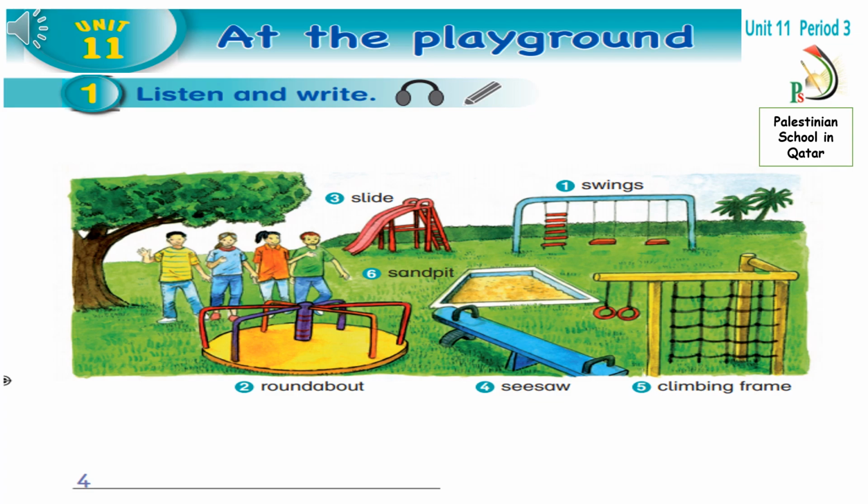Track 17. Unit 11. Period 3. Activity 1. Listen and write. Let's go on the seesaw. And the slide. Let's go on the slide. I'd like to go on the swings. Me too. Let's go on the swings. And the sandpit. Let's go in the sandpit. What about the climbing frame? Yes, and let's go on the roundabout too.